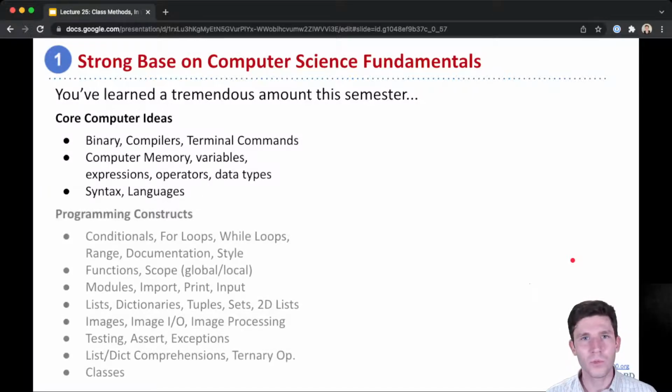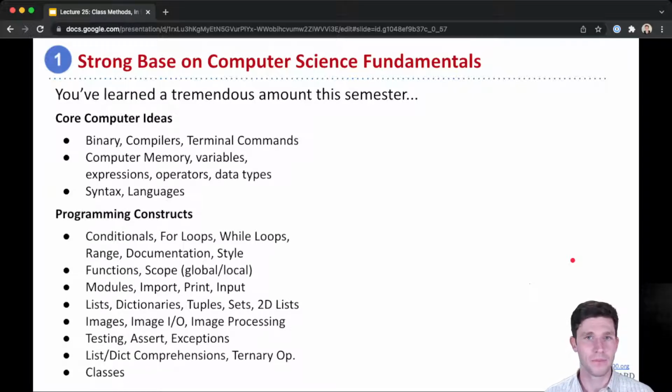And then, once you learned all that, we frankly just learned how to program. All of these constructs in Python: conditionals, for loops, while loops, functions, and all these data structures: lists, dictionaries, tuples, sets, 2D lists. You learned how to work with images and you created image filters in this class, and how to take input and output. How to write good tests and check for edge cases, assertions, exceptions, comprehensions, and syntactic sugar. And finally, finishing on classes, which you just learned in the last couple of lectures.